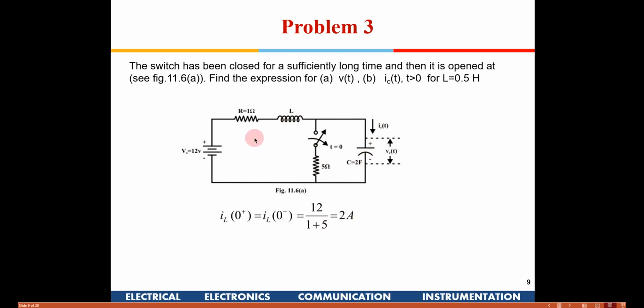So voltage across capacitor, we can use the potential divider rule. There will be no voltage across L because it is steady state condition. So you can write 12 into 5 divided by 5 plus 1, right? So you'll get 10 volts. That is 12 into 5 divided by 6. 12 divided by 6 will give 2, and into 5 will give 10 volts. So this is the initial voltage across the capacitor.